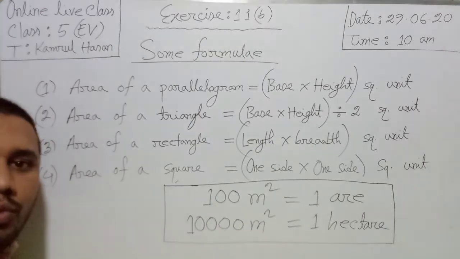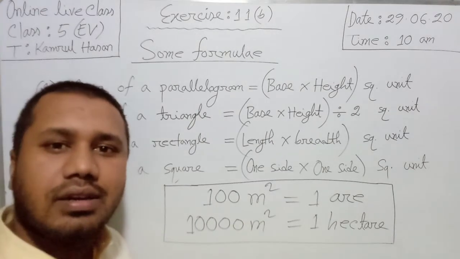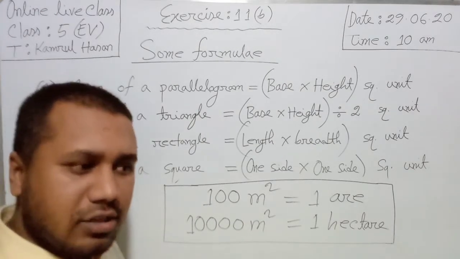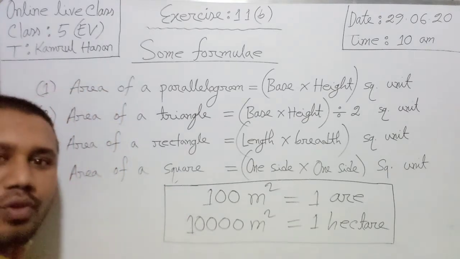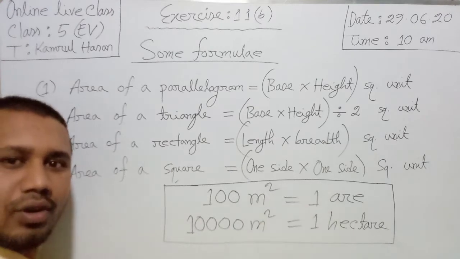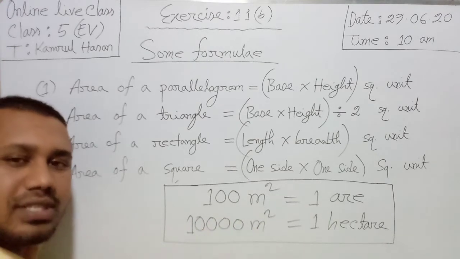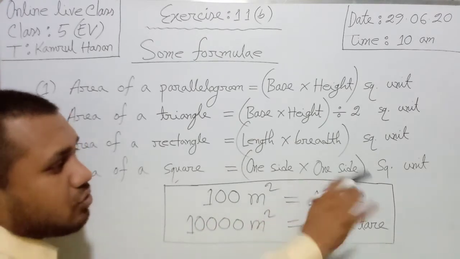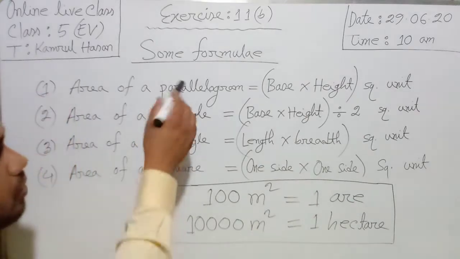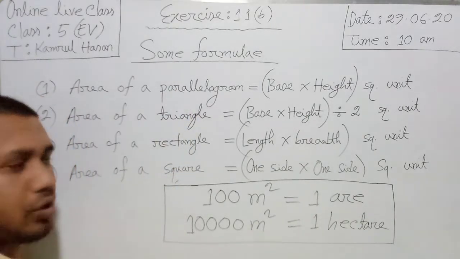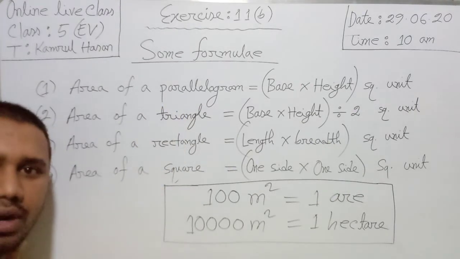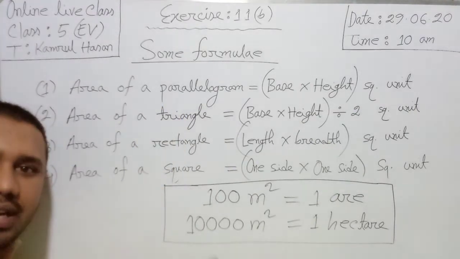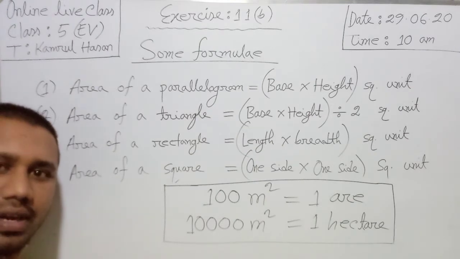Because in a square we know all sides are equal. Rhombus and square, all sides are equal. So the area of a square will be one side into one side, or length into length, or side into side, square unit. So in exercise 11B, we have to use these 4 area formulas: area of a parallelogram, area of a triangle, area of a rectangle, and area of a square.